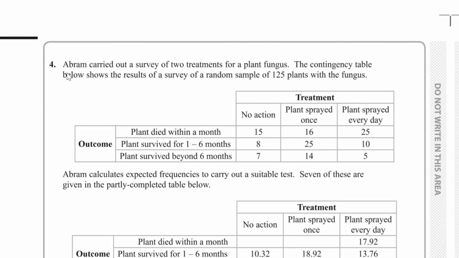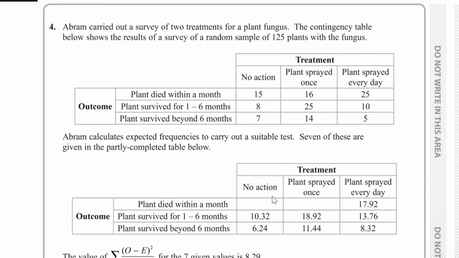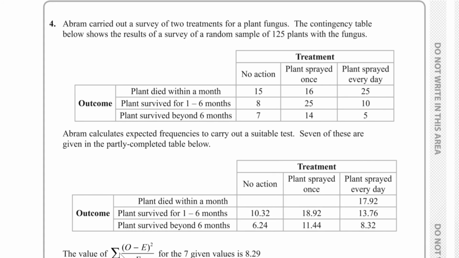Question number 4. Abram carried out a survey of 2 treatments for a plant fungus. The contingency table below shows the results of a survey of a random sample of 125 plants with the fungus. So we've got the outcome over here and then the treatment over here. Abram calculates the expected frequencies to carry out a suitable test. 7 of these are given in the partly completed table below over here. The value of the sum of the observed minus the expected all squared over the expected for the 7 given values is 8.28.